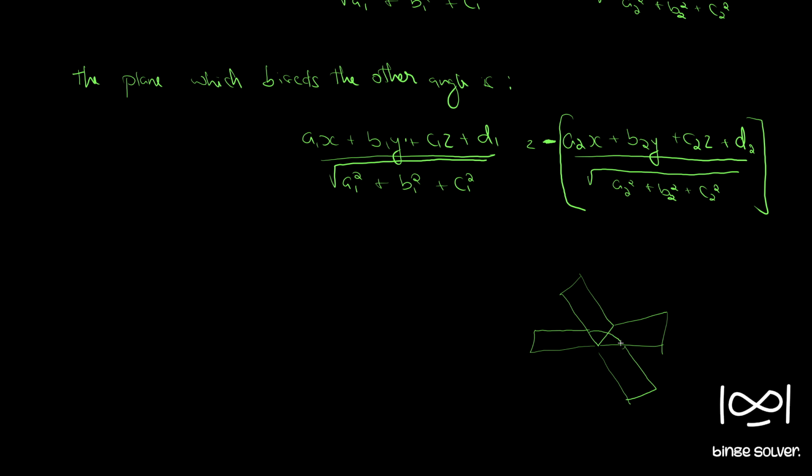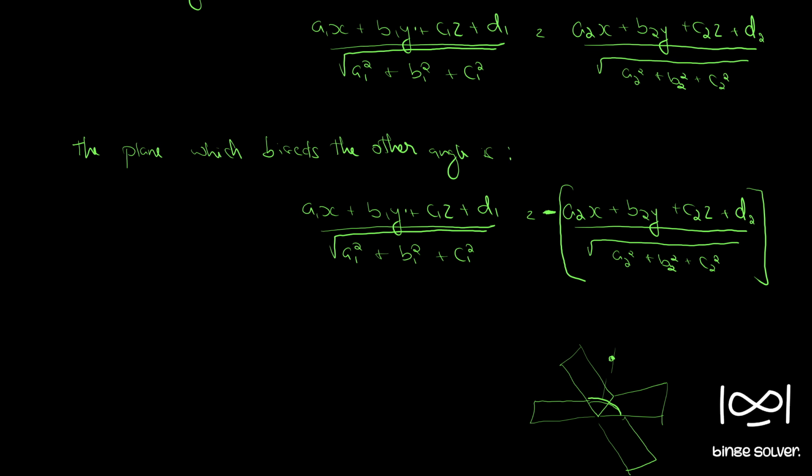And this is the one angle, and if the origin lies in this angle, if the origin appears here, then this positive equation represents the bisector plane that bisects this angle. This plane is represented by this equation, and the other angle, which does not contain the origin, and the bisector plane that bisects this angle is represented by this equation. This is what it visually means.